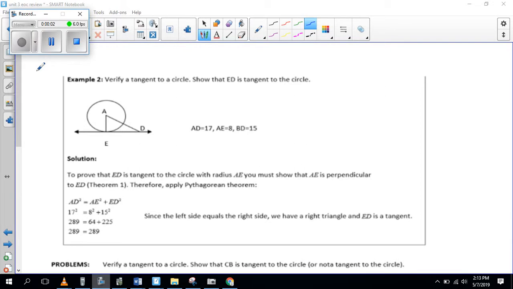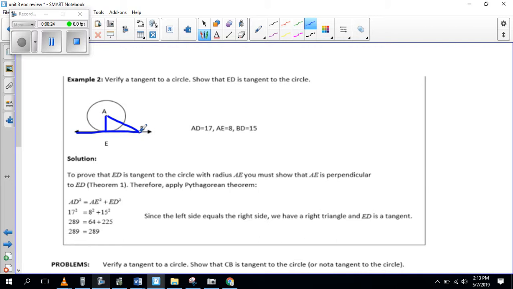Okay, so the next section we're going to talk about is verifying if a line is tangent to a circle. It says show that ED is tangent to the circle. So here's our problem. We've got a circle. Here's our tangent line, we have our radius here, and then we have our other side here, AD.